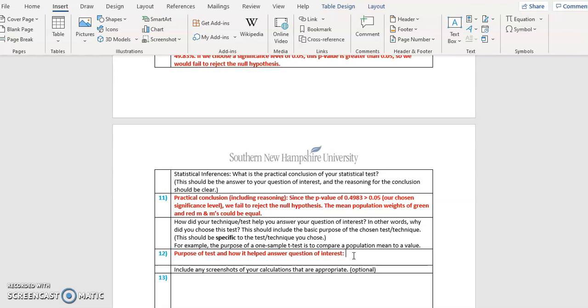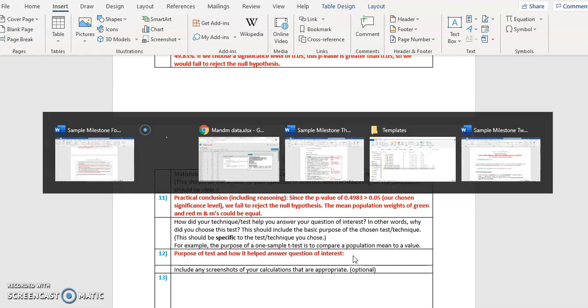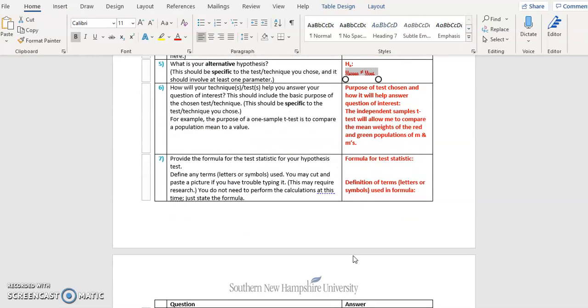Now, number 12 says, how did your technique test help you answer your question of interest? In other words, why did you choose the test? This should include the basic purpose of the chosen test or technique and should be specific to the test you chose. For example, if I chose a one-sample t-test, the purpose of a one-sample t-test is to compare a population mean to a value. And I actually answered a question like this on Milestone 3, and I got it correct.